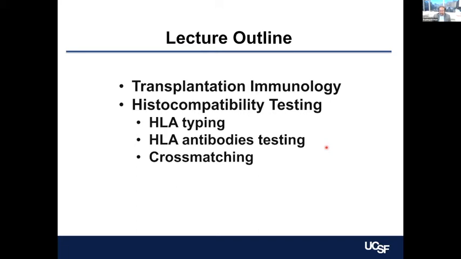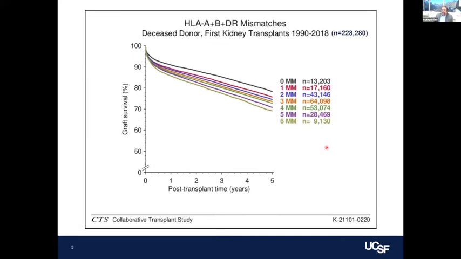These are the three tests HLA labs do over and over across the globe, but they may be using different technologies. The ultimate goal is to assess histocompatibility for clinical transplantation. HLA is important, no questions. If you look at kidney graft survival, over 220,000 transplants from the Collaborative Transplant Study, every single mismatch shows a drop in graft survival. So obviously HLA matching is critical.